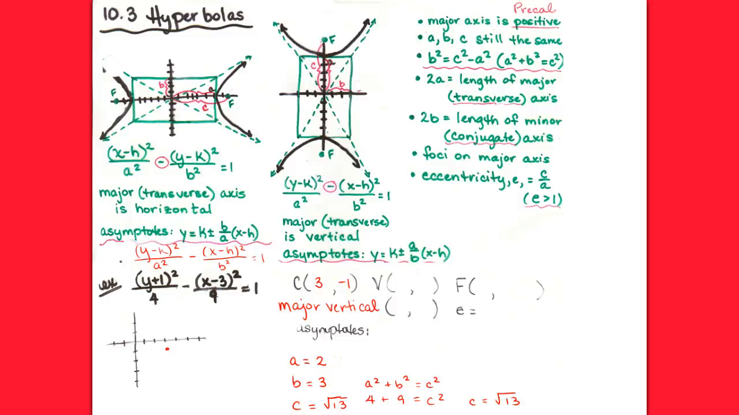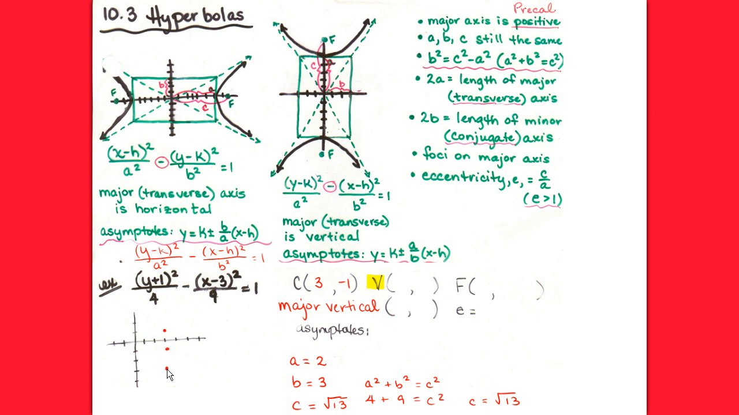All right, so let's come over here and plot what we know. We know we have a center at 3, -1. We know the major axis is vertical. And we know a is 2, and a is the distance from the center to the vertex. So I'm going to start at my center, go up 2, and I'm going to start at my center and go down 2, and those will be my vertices.